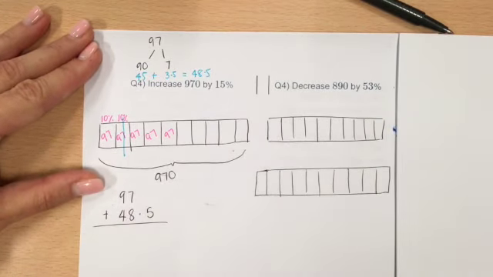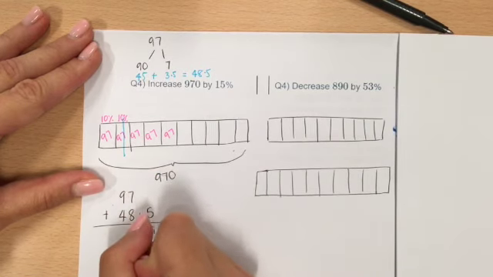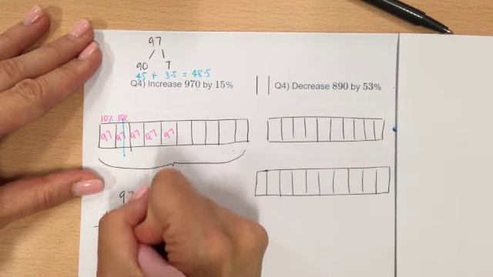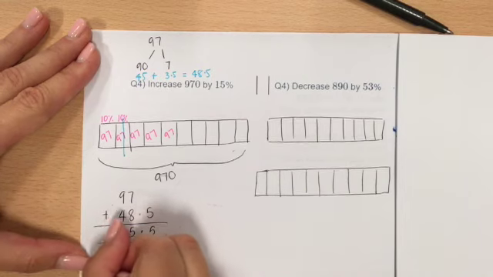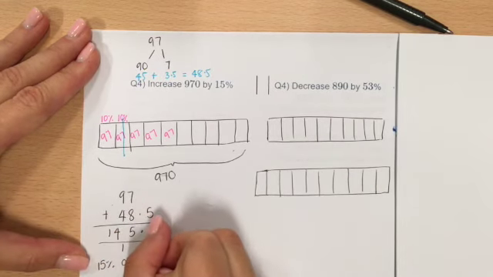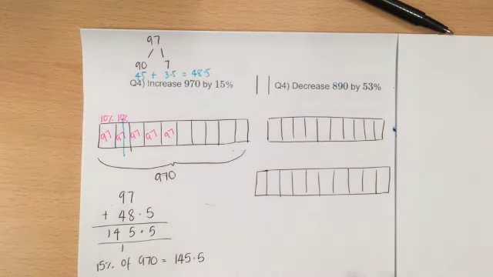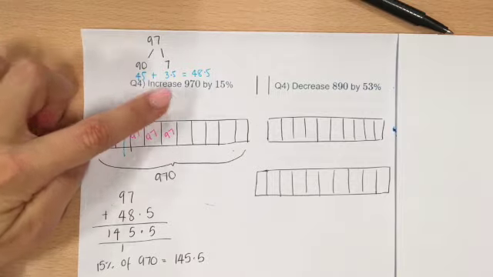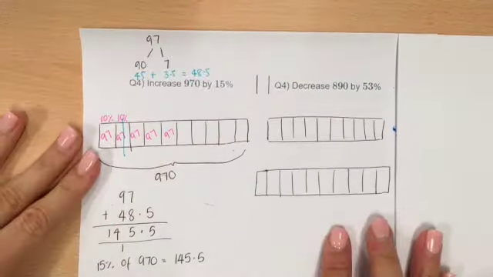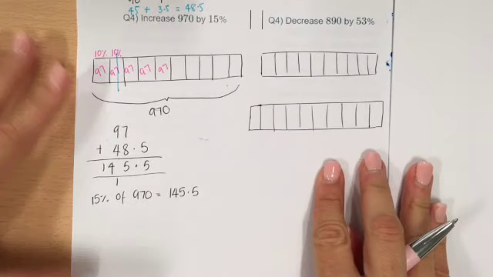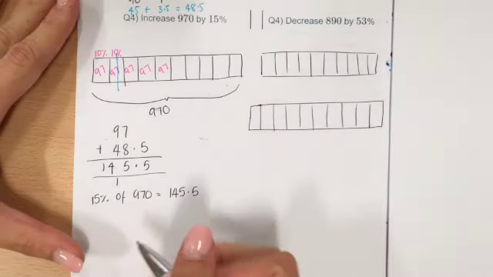So I'm going to add these together. 5 decimal 7 and 8 is 15, carry the 1, 9 add 4 is 13, 1 more 14. So I know that 15% of 970 is 145.5. Okay, so this question is an increase. Increase means to get bigger, to add on. So we're going to add on to the original amount, which is the 970, this extra part, because we want to add on 15%.